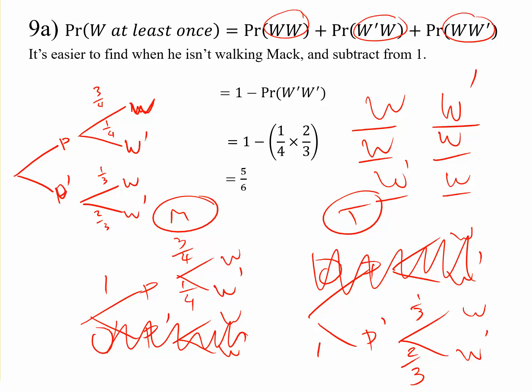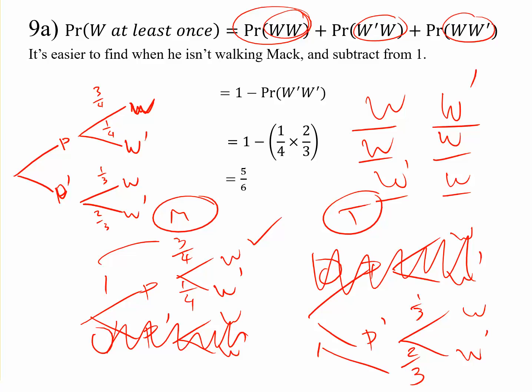Now to find the probability, because it said at least one or more, you're just multiplying the branches. It's either 1 times 3/4 for the chance of Monday walking, and if you don't want Monday or Tuesday to walk, then it's 1 times 2/3. You multiply along the branches, add those together, and you get your probability for each one.